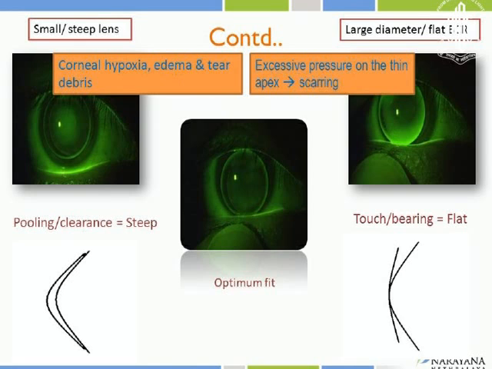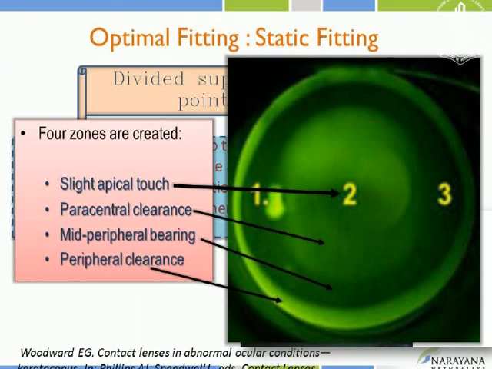What is there in the center is the optimum fit, which is better known as the 3-point touch or the divided support technique, wherein there is a central mild touch, which is called a feather touch, of about 3 to 4 millimeters. In the mid-periphery, there will be bearing of the fluorescein, and at the end there will be a peripheral clearance.